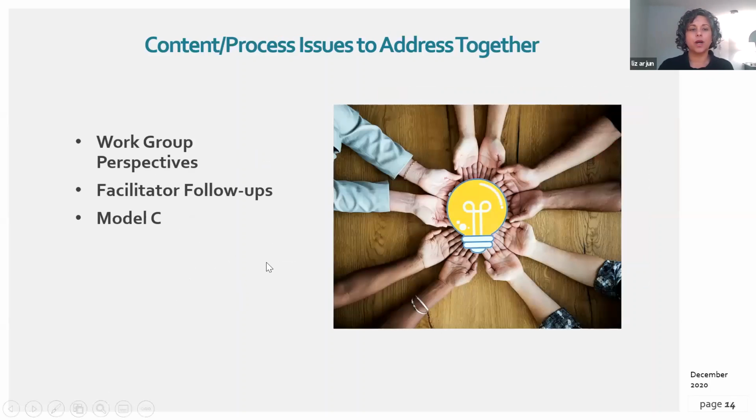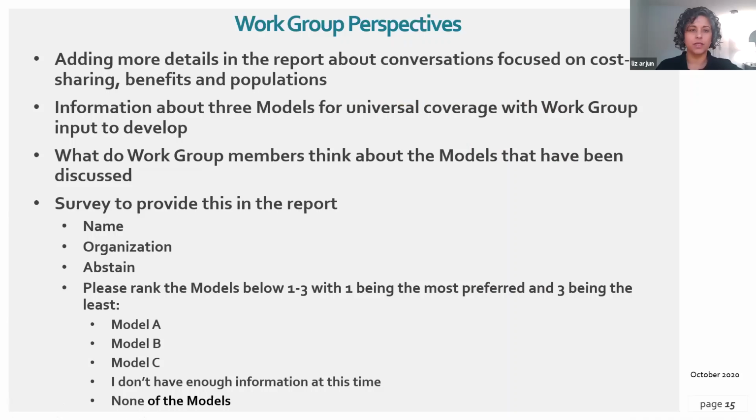Okay. So again, these are the 3 things that we're going to spend our time on today. First, I want to just share with you, and we heard this today in our public comment, we know that there was some reaction to not seeing enough in the report about hearing about the work group perspectives and conversations focused on cost sharing benefits and population, and how those conversations influenced where we got to with our 3 models. So we will be deliberately going back through our summaries to pull in more of those conversations and reflect the dialogue that was going on in our development.